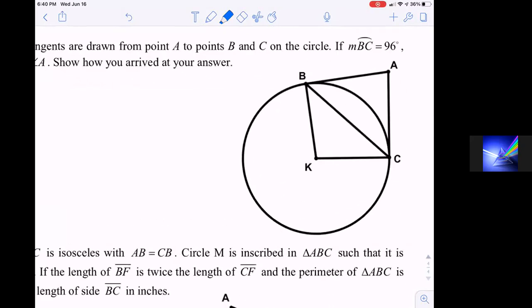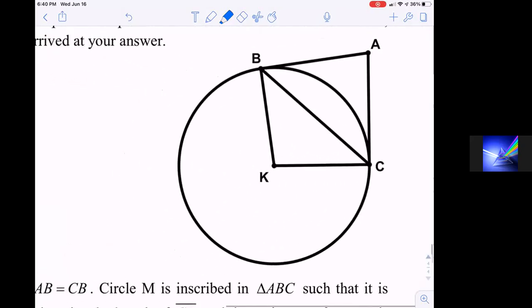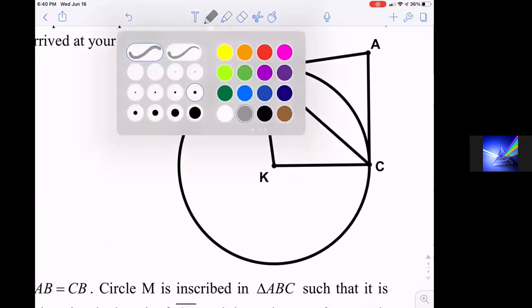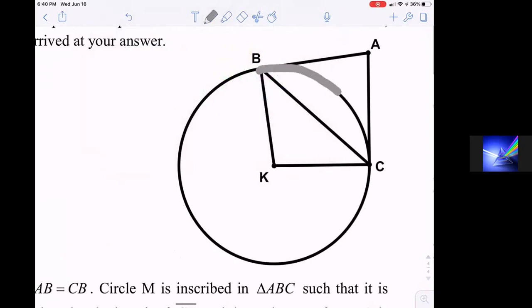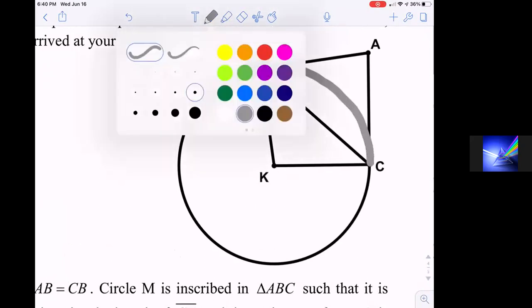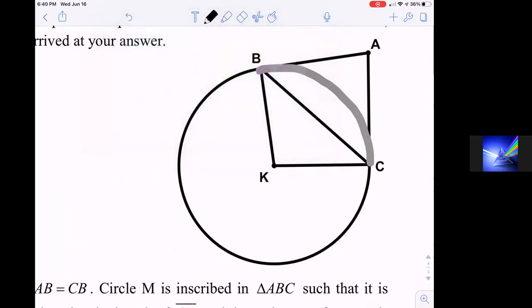Let's label this on the page. So I'm going to make this gray arc right here, BC. That gray arc is going to be 96 degrees. Now, something you should know, you have a central angle here that's intercepting the exact same arc. Therefore, that central angle is a direct measurement of the arc, and that central angle is also 96 degrees. Something to keep in mind there.